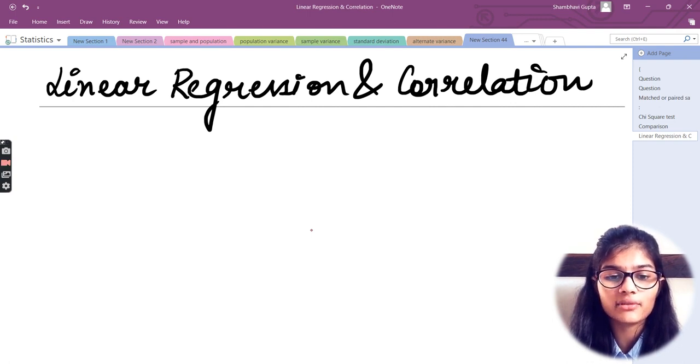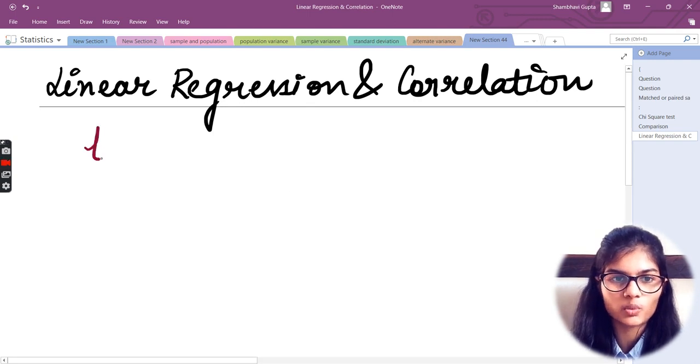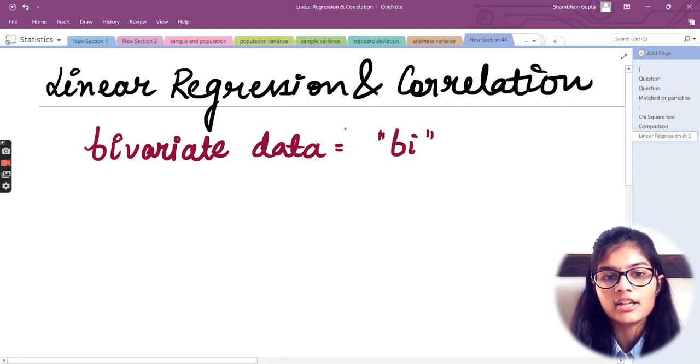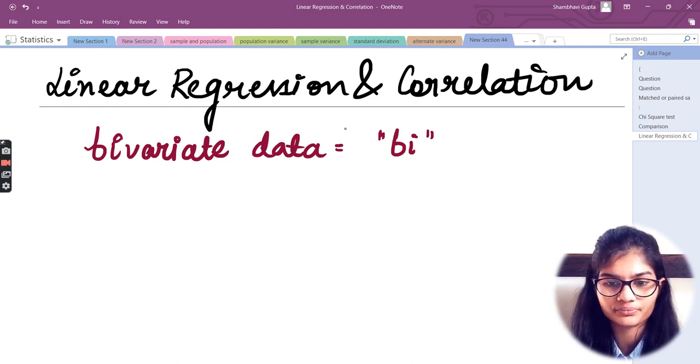Also, the type of data described in the examples I gave you right above was bivariate data. We often call it bi. Bivariate data, bi means two variables, so it's for two variables only.